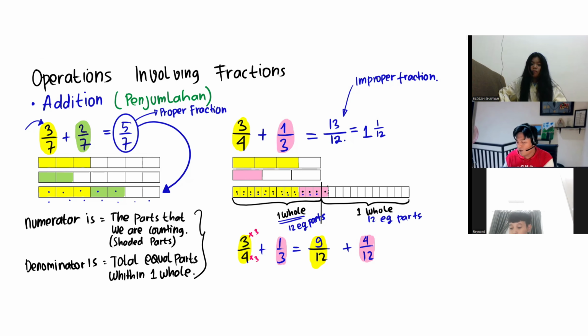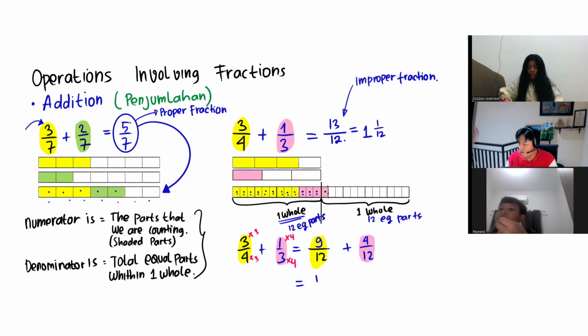Again, what about this one? 1 out of 3. In order to get 12 from 3, we need to multiply by what number? 3 times what number equals 12? 4. Since you multiply the denominator by 4, you need to multiply its numerator by exactly the same number. 1 times 4 is 4. Then, after you get those two fractions with the same denominator, you just need to add them. What is 9 plus 4? 13. 13 out of 12. That's how you get this improper fraction.